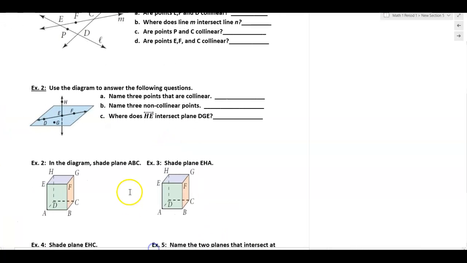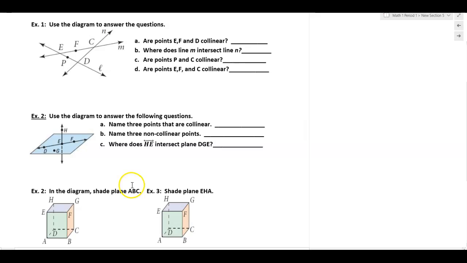Now, in geometry, you'll see that this stuff can be very difficult for people to see on paper. It doesn't determine the outcome of how well, good or bad, you'll do in geometry. So just keep that in mind as we're going through this. Are points E, F, and D collinear? If I look, do they all lie on the same line? No.